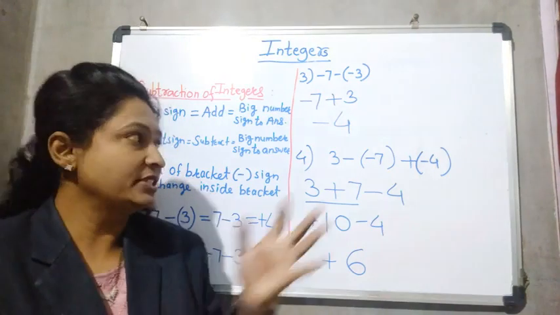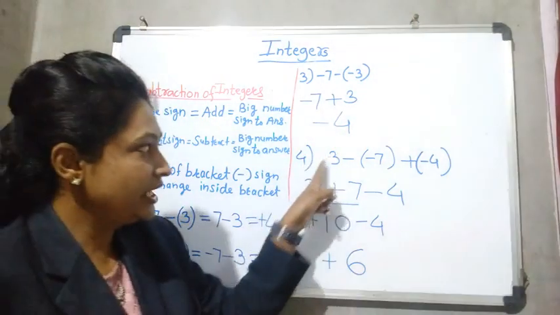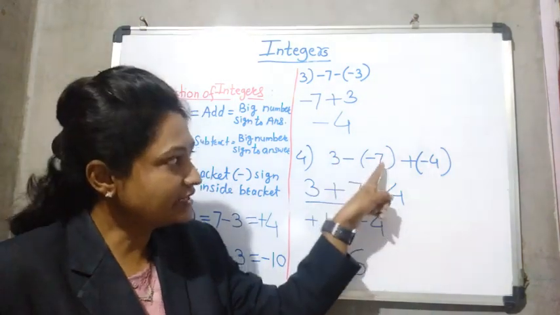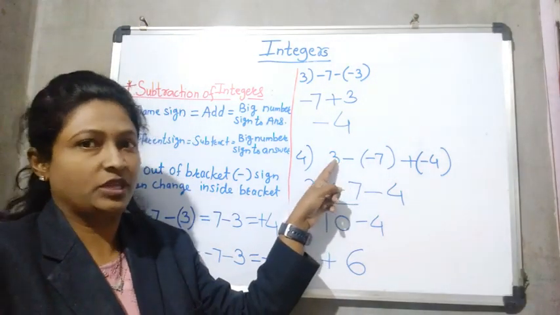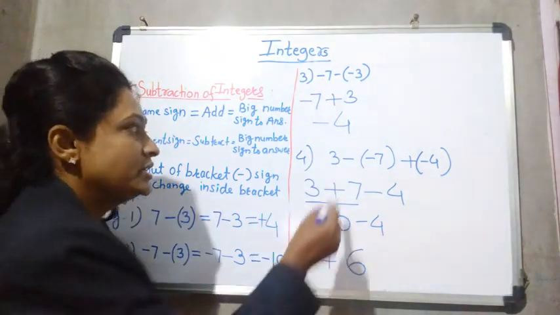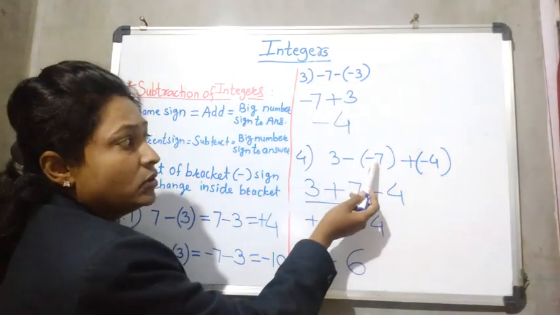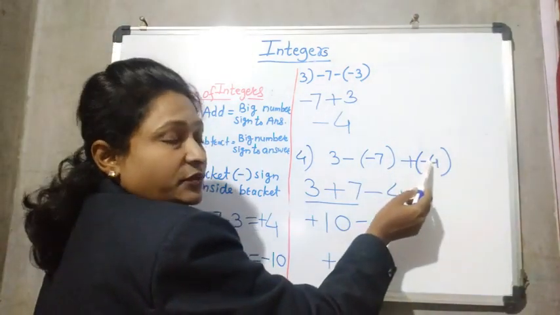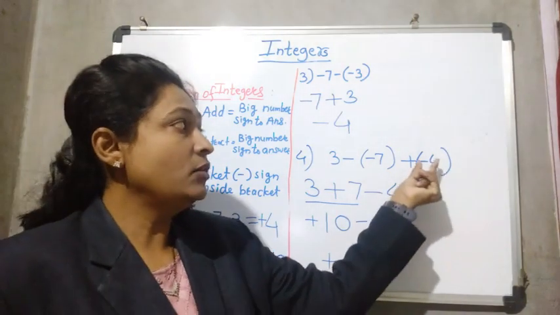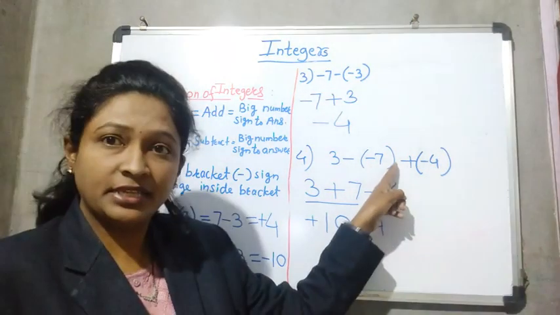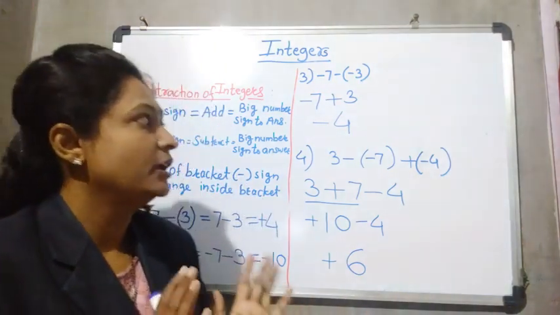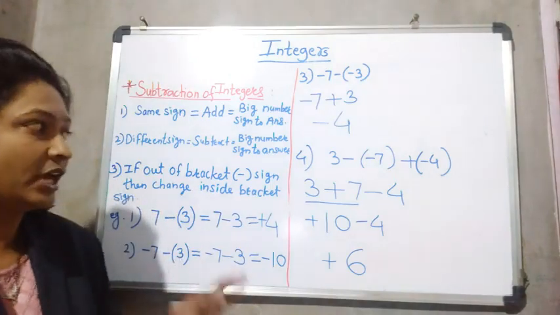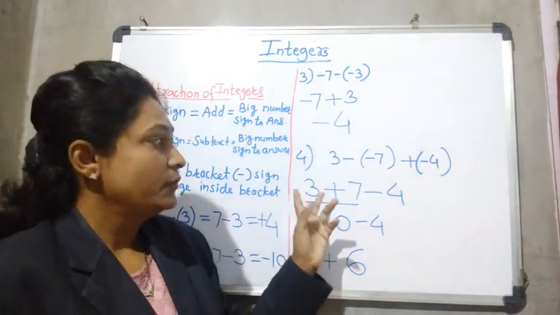See what I did here. Once again I am explaining this. 3 as it is, I wrote 3. Now out of the bracket a negative sign is there, so the inside sign will change, and there is no need to write the subtraction sign afterwards. After changing the sign, minus 7 will become plus 7. Now plus negative 4 is there. Out of the bracket here a plus sign is there, so no need to change the sign. Negative 4 you write as it is. Now for the first two numbers we have to do addition.